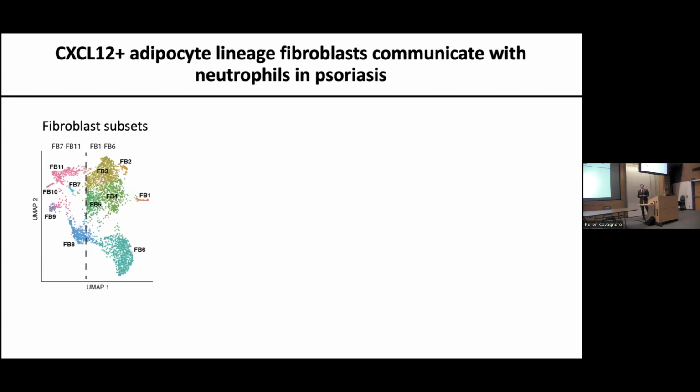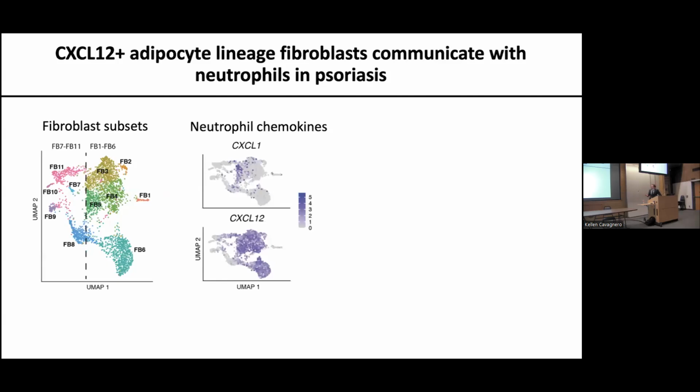Now, to understand whether those fibroblast subsets that we identified in the mouse are conserved in human, we looked at the subsets in our psoriasis data, and we again resolved 11 transcriptionally distinct clusters. We found that clusters 1 through 6 on the right of the dotted line highly expressed neutrophil chemokines, whereas clusters 7 through 11 on the left largely did not.